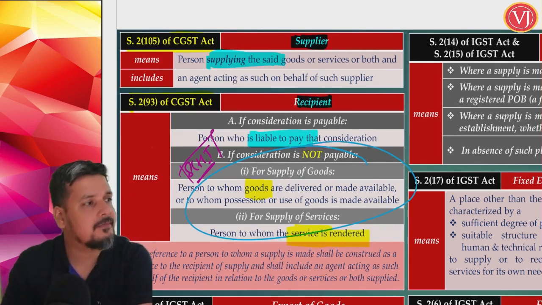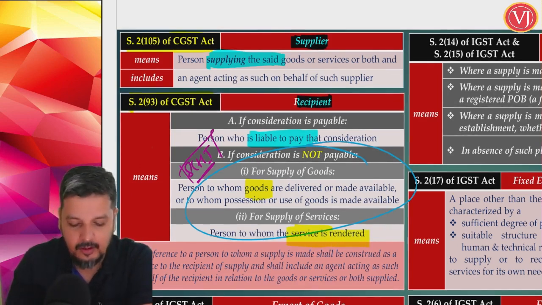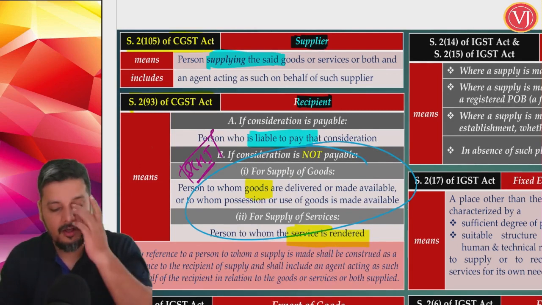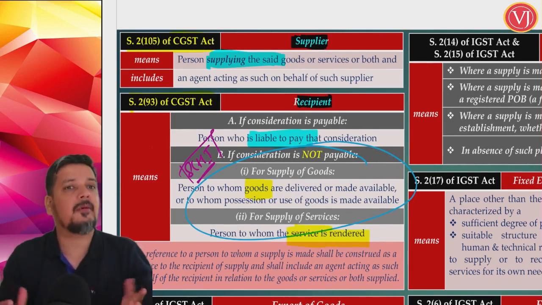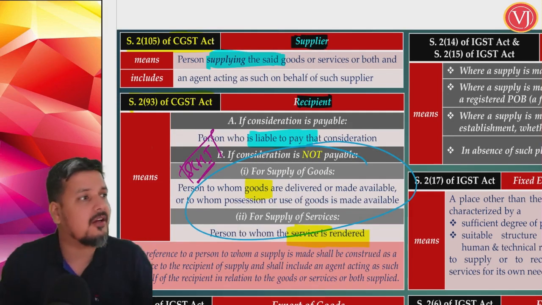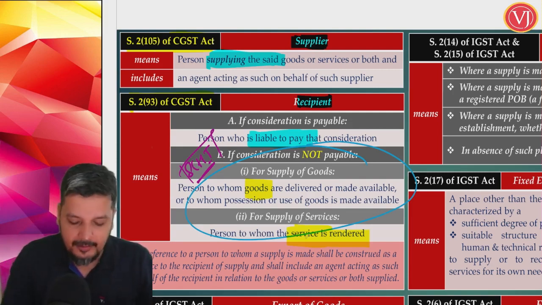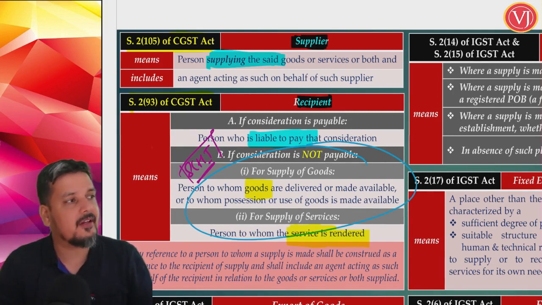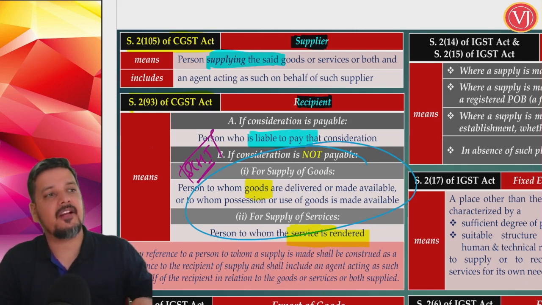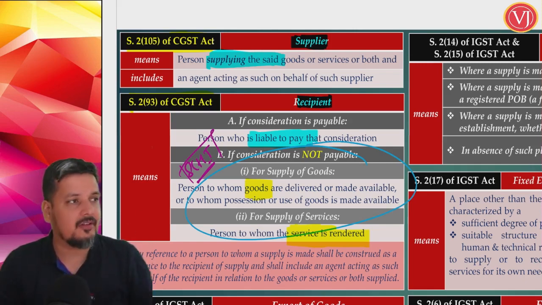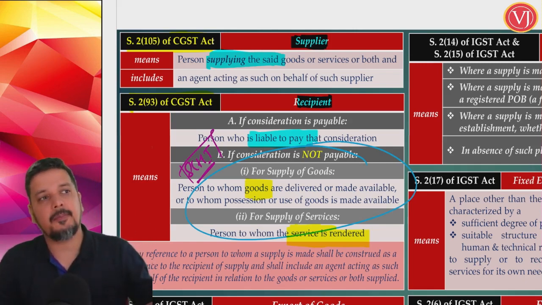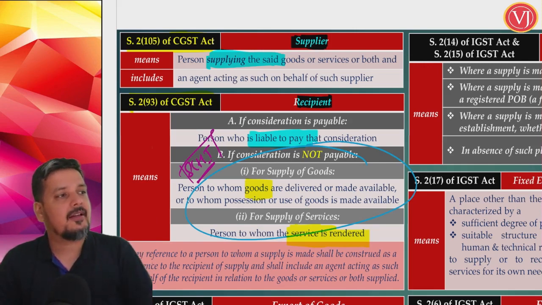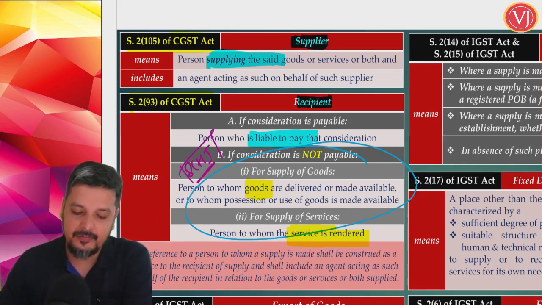Read the full term. The person to whom the goods are delivered or made available, or to whom the possession or the use of goods is made available. In simple language, the person who receives the goods. The person to whom the service is rendered. In simple language, the person who receives the service. So recipient, where there is consideration, means the person who is liable to pay consideration. Where there is no consideration, it means the person who receives the goods or receives the service.